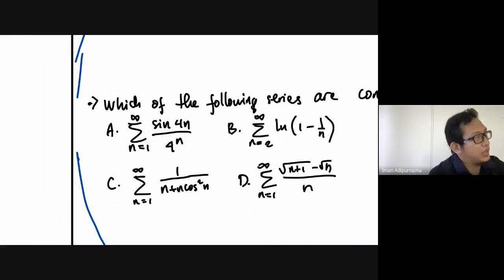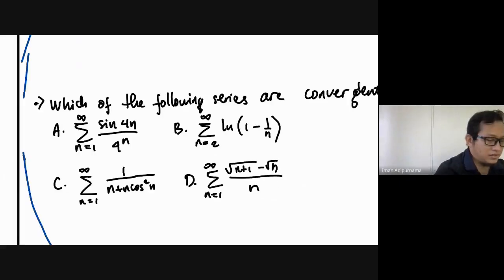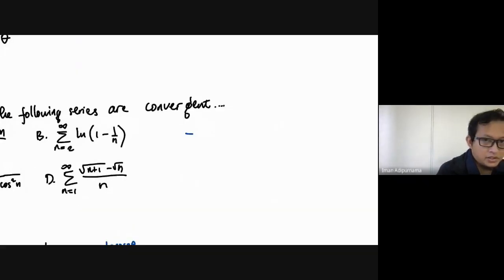Okay, for A, does it converge? A. Why does it diverge? Any idea for number A? For A, does it diverge? Okay, so let me write here for A. A is sine 4n divided by 4 to the power of n.